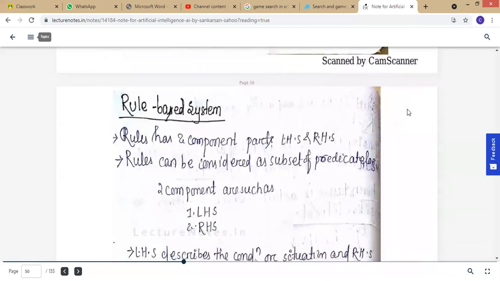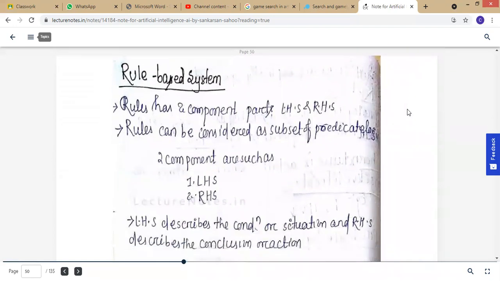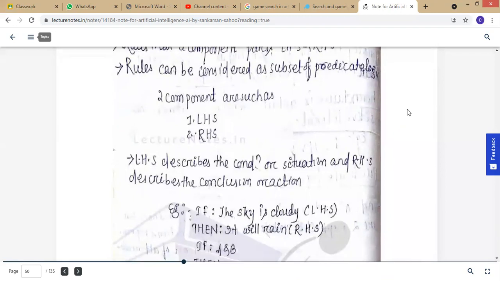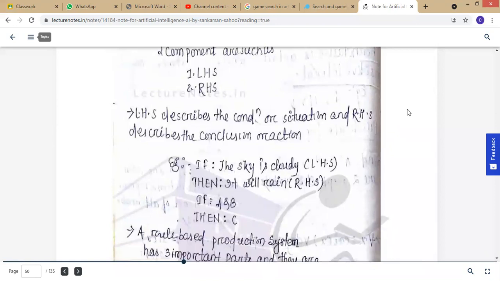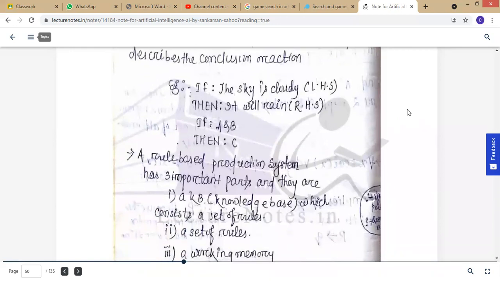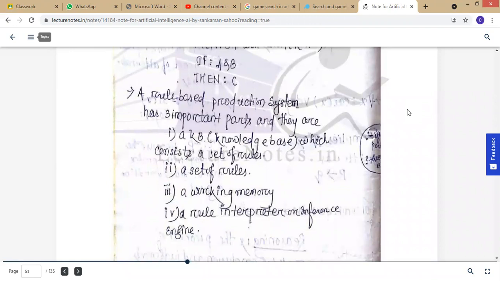Next, the rule-based system. A rule-based system has two components: left hand side and right hand side. These can be considered as subparts of predicate logic components. LHS describes the condition or situation, and RHS describes the conclusion or action. For example, if the sky is cloudy, then it will rain. A rule-based production system has three important parts, and they are the knowledge base, which consists of a set of rules, and a working memory.